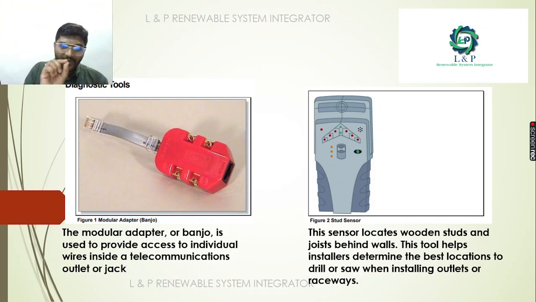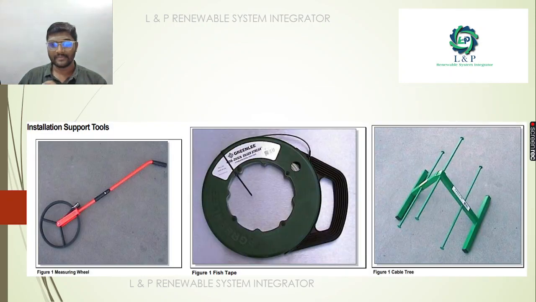The modular tool we also refer to as a banjo. It is used to provide access to the individual wires inside the telecommunication outlet or jack. And also we have stud sensors. This sensor locates the wooden studs and joists behind the walls. This tool helps the installer to determine the best location to drill or saw when installing outlets or raceways. And also for installation we are using so many support tools.